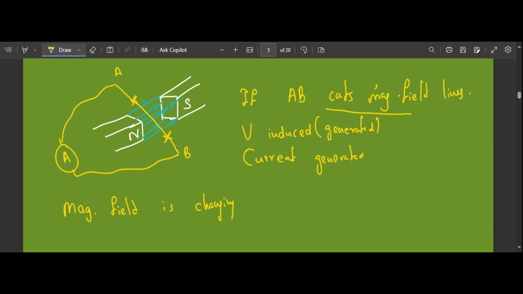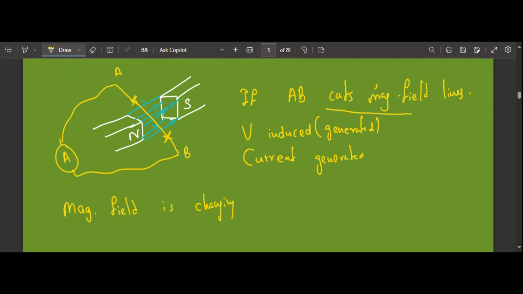Right. So if you read this one, when a wire cuts the magnetic field, that word is important. If you want, you can underline it. When a wire cuts the magnetic field of a magnet, a voltage is induced in the wire. This phenomenon is called electromagnetic induction.